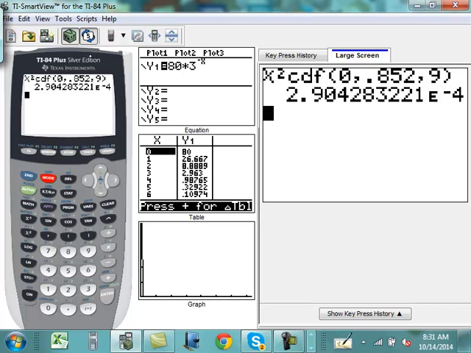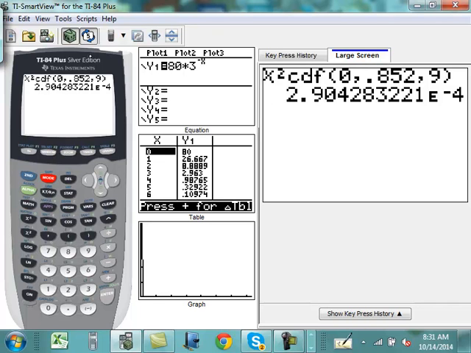All right, so we have a p-value of 2.9 times 10 to the negative fourth power, and you compare that against alpha, which is 0.01. Our p-value is less than 0.01, so we would reject the null hypothesis.